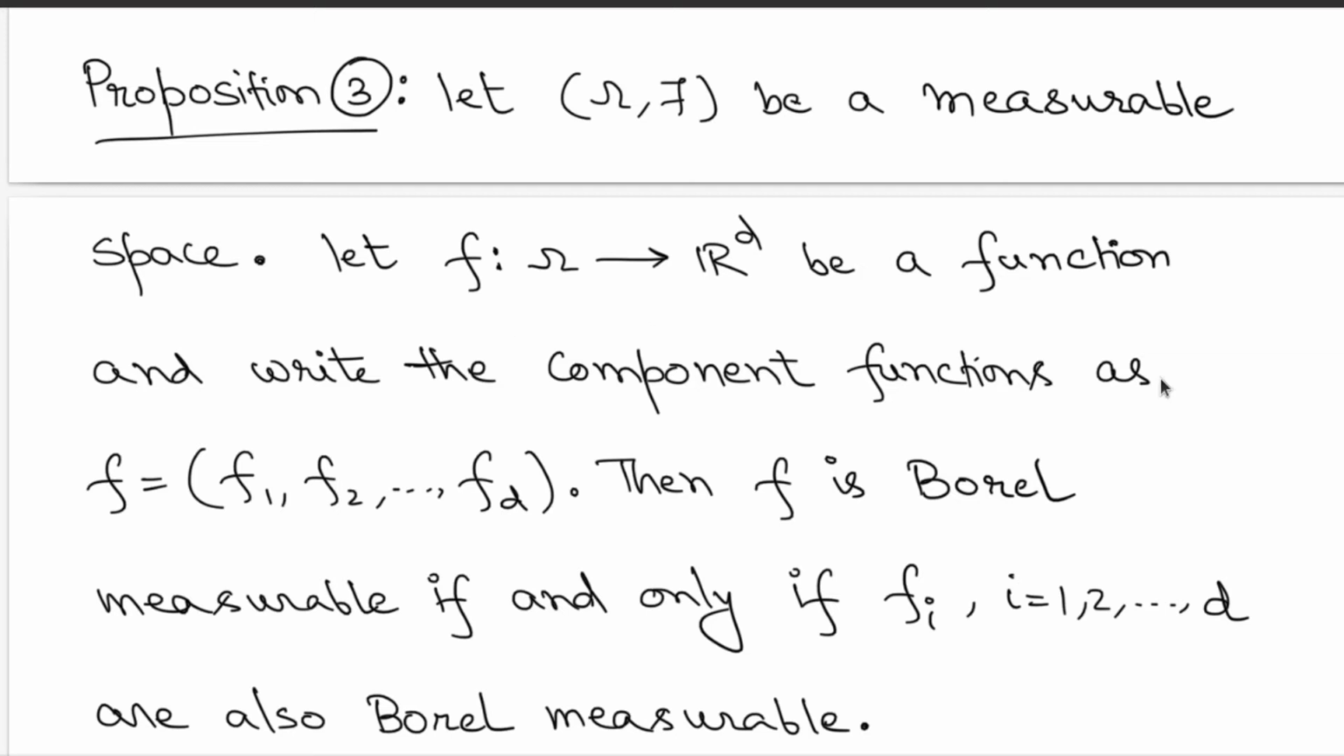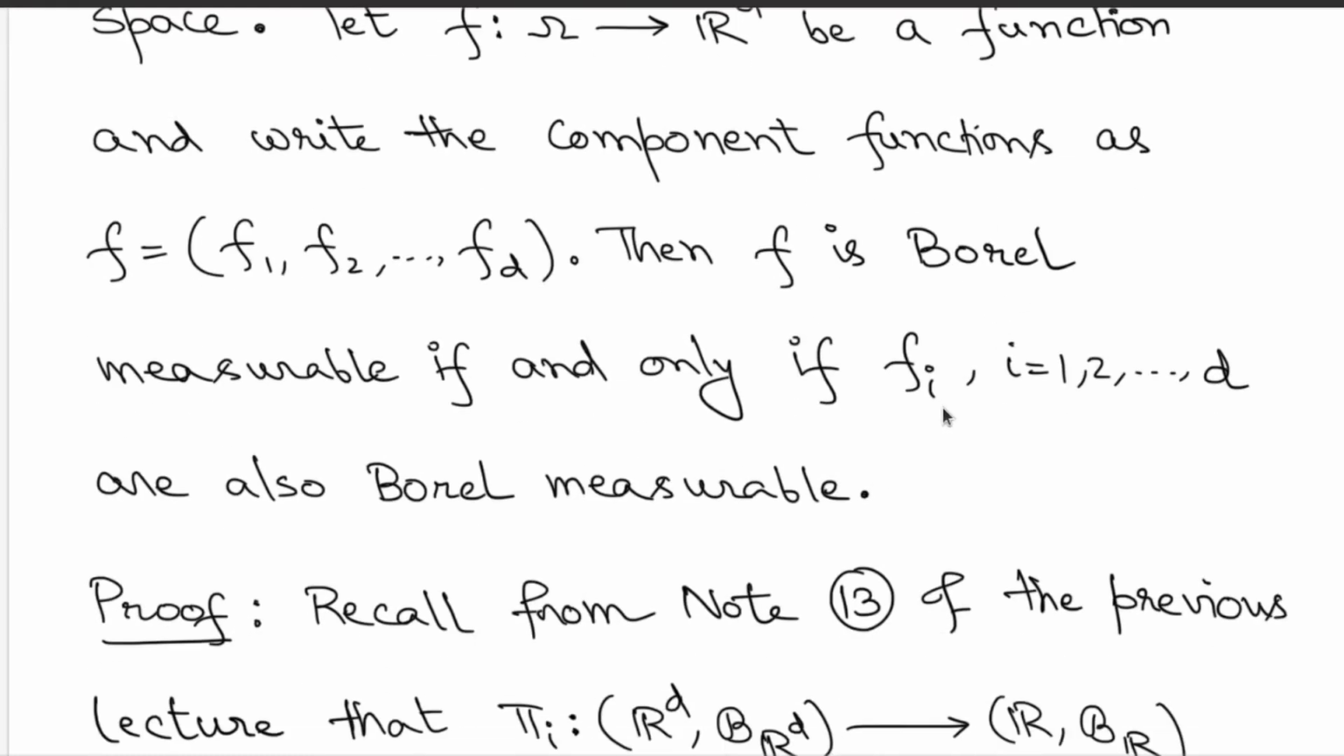Now here is the statement. Take f to be Borel measurable. That means you are looking at appropriate sigma fields on the domain side, script F, and appropriate sigma fields on the range side, which will be the Borel sigma fields. With respect to these sigma fields, you talk about the measurability of the function f. Now if this is Borel measurable, the statement says that the component functions fi are also Borel measurable.